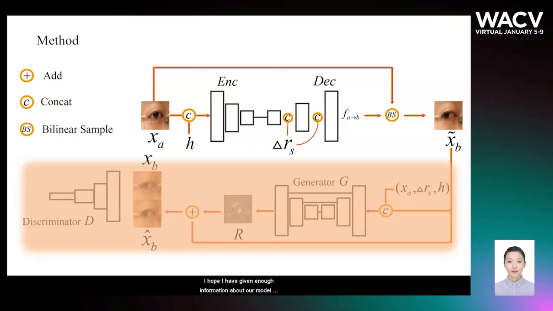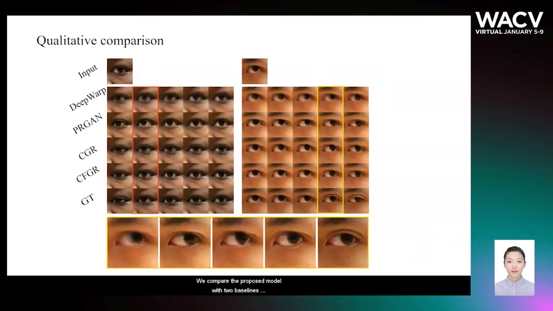So far, I hope I have given enough information about our model architecture, and I prefer to show the performance of our model briefly as follows. I'll start with the qualitative comparison. We compare the proposed model with two baselines, DeepWarp and PRGAN, and we refer to the coarse-grained branch as CGR. The zoom-out results are shown in the last row. It can be seen that our full model outperforms the baselines, not only in texture and shape but also in redirection precision.